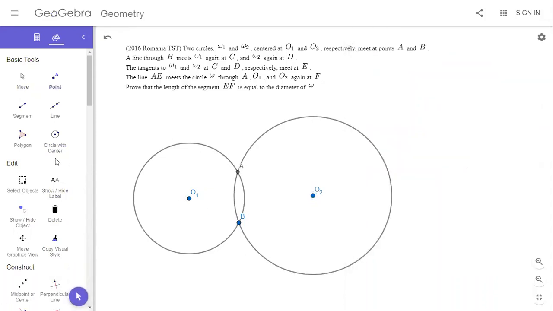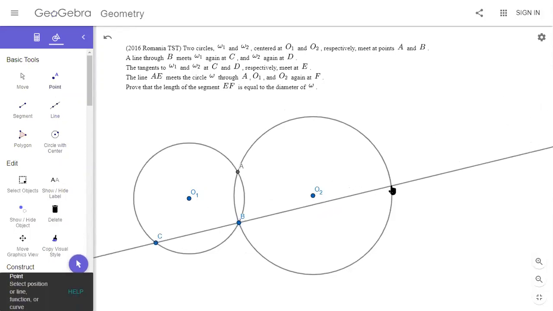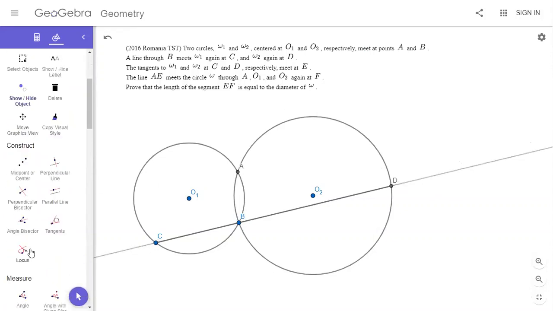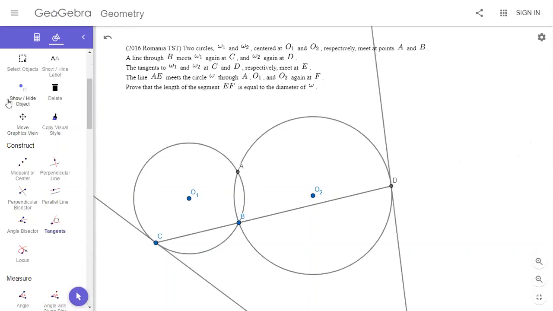And then we have a line through B. It meets omega 1 at C and omega 2 at B. All right. And then we draw the tangents at C and B, and they meet at a point E.